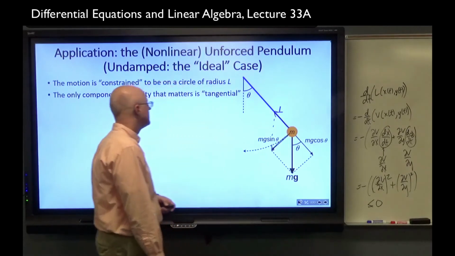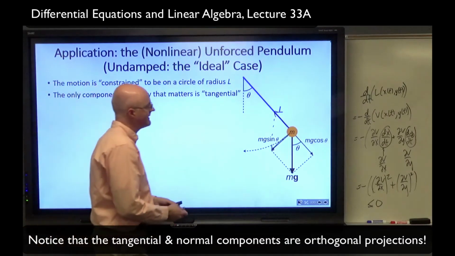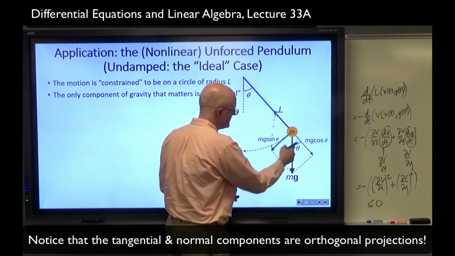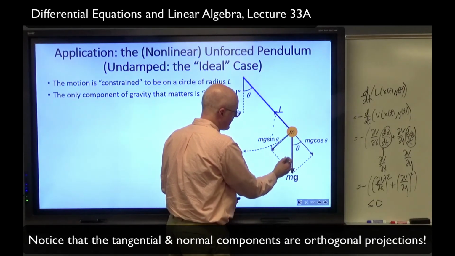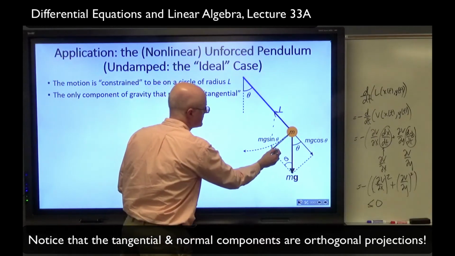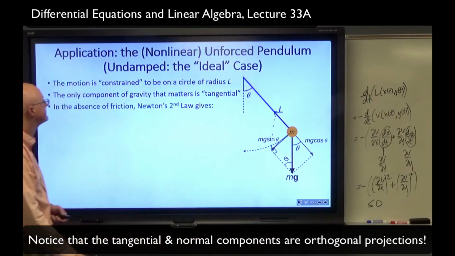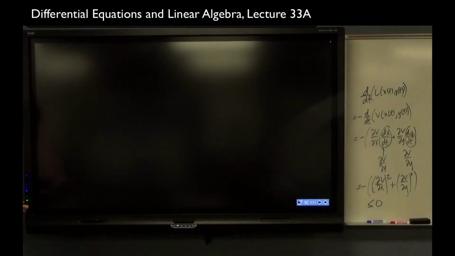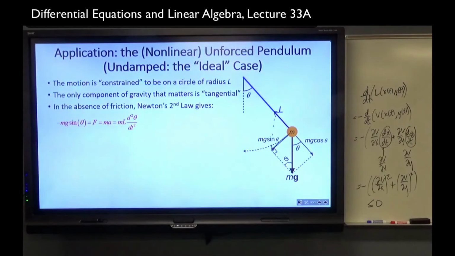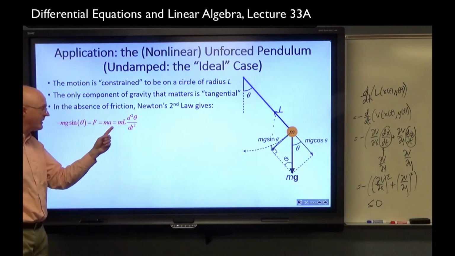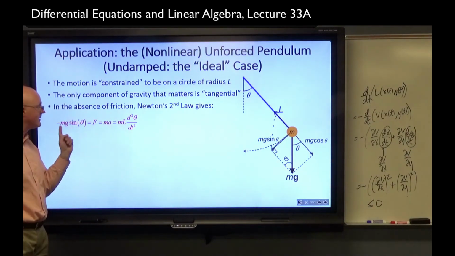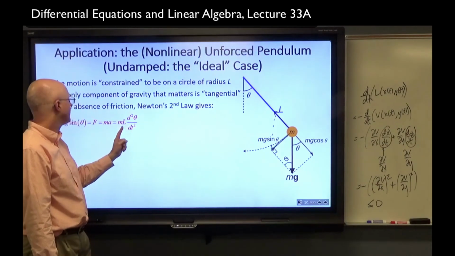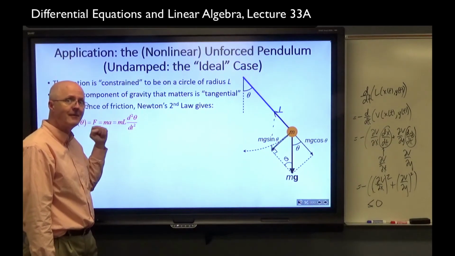the only component of gravity that matters is the tangential component, tangent to the curve, this component right there. From trigonometry, you can get that. Its magnitude is mg sine theta, where g is the acceleration due to gravity. This angle is theta, this angle is also theta right there. And you can look at this right triangle there to figure that out. If we assume no friction, no damping, Newton's second law gives that right there. F equals ma, what's the force? It's this. Notice it's the opposite direction of the acceleration.